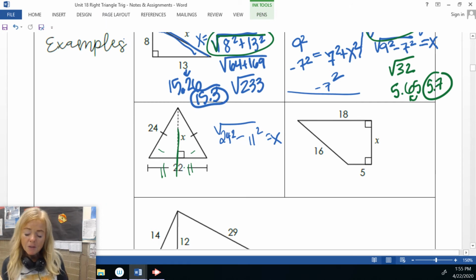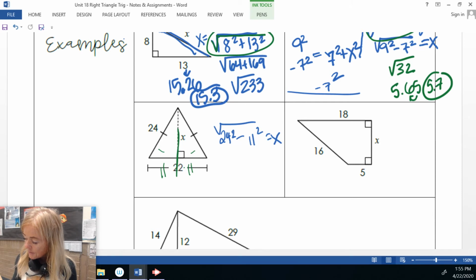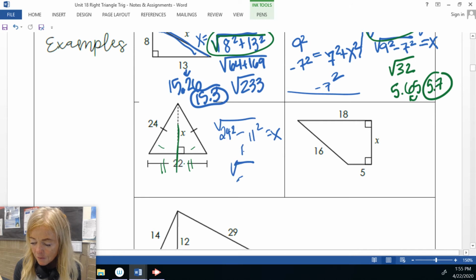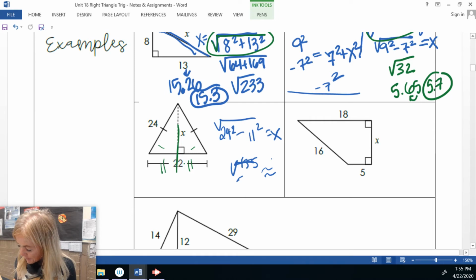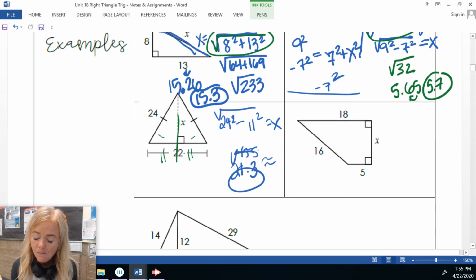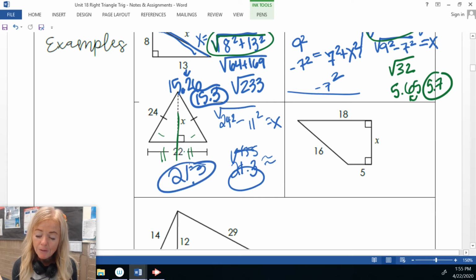And then hopefully you can see that. So it's the hypotenuse squared minus the leg squared under the radical. If I put that under the radical, 24 squared minus 11 squared, in my calculator I get radical 455, which is approximately, I'm going to just toggle it, 21.3. Hopefully that's readable.